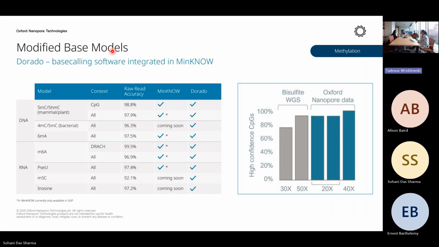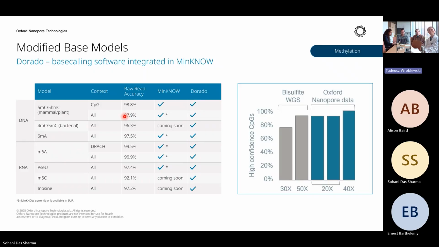So this is the modified base model we have, and I think this is the latest table. For DNA, let's only talk about DNA now. You can do it in CpG context or in all base contexts. So 5mC or hydroxymethyl calling is possible, 6mA is possible, 4mC is possible, and that is not actually relevant for you. And Dorado is the post-run base calling, so you can do everything here.